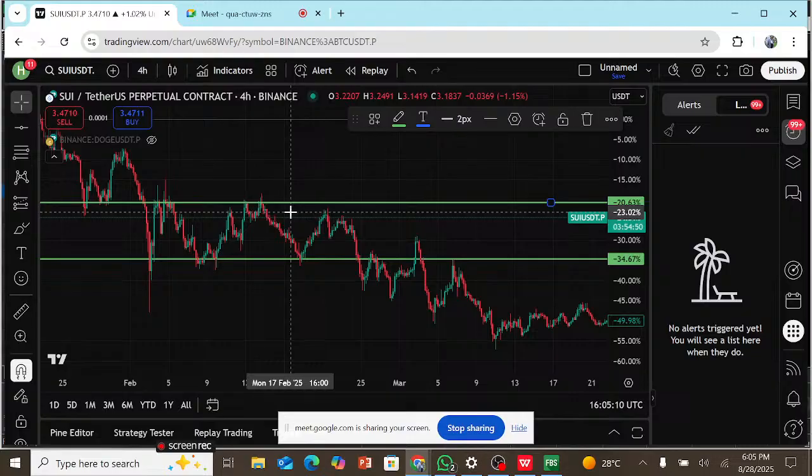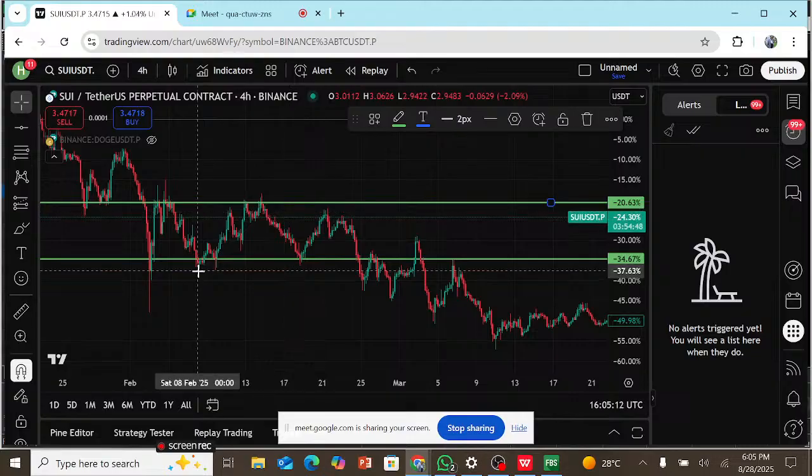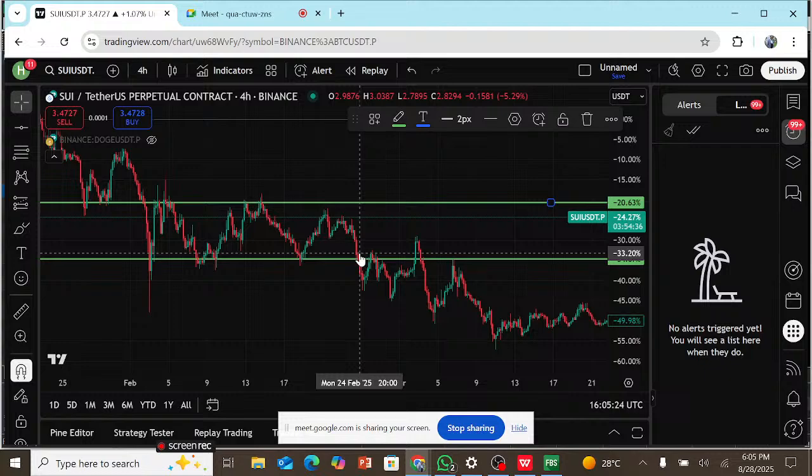So in this situation, when we get a market that is moving in between the resistance and support, we call it a sideways market. From here up to here, you can see that the market was respecting the support and resistance. So the market was trading in between.